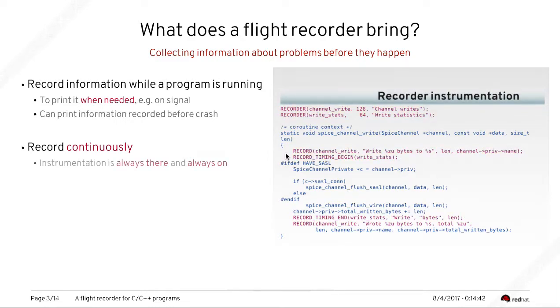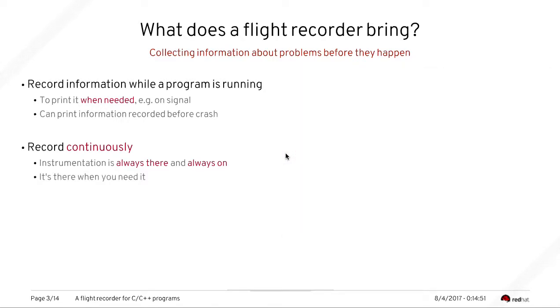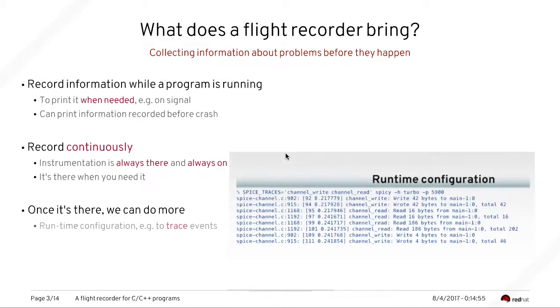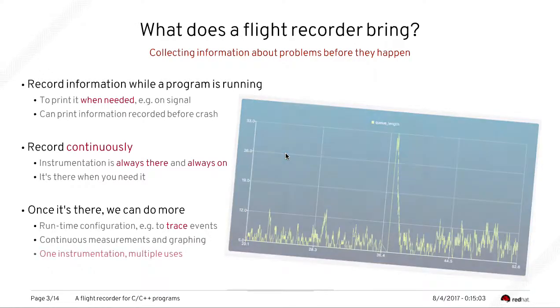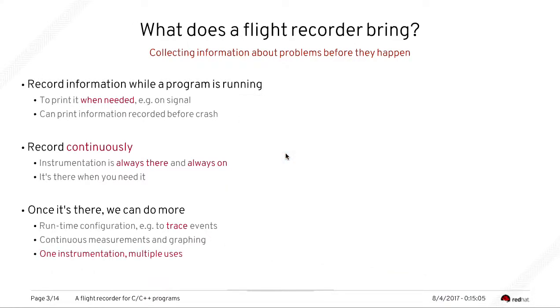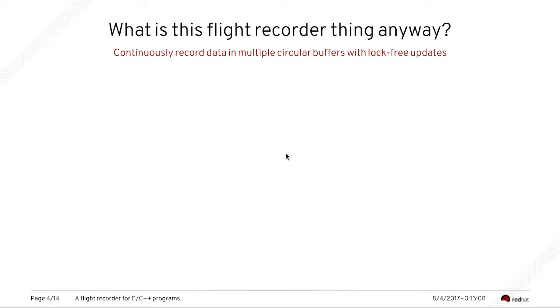So you record continuously. You can see the record statements there, and this is instrumentation that is designed to be always there and always on. So it's there when you need it. Once it's there, we can do more. Like we can do runtime configuration, for example, to trace events, or we can even do continuous measurements and graphing. One instrumentation that has multiple uses.